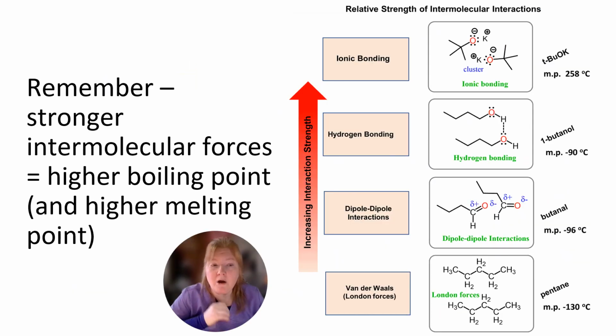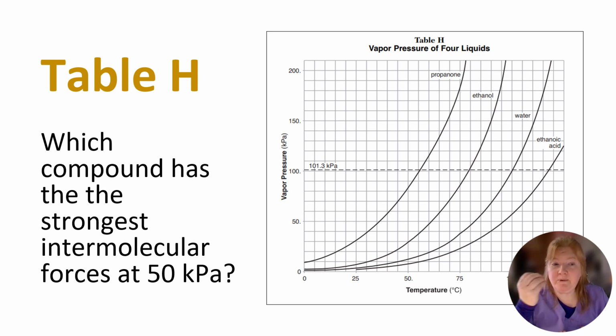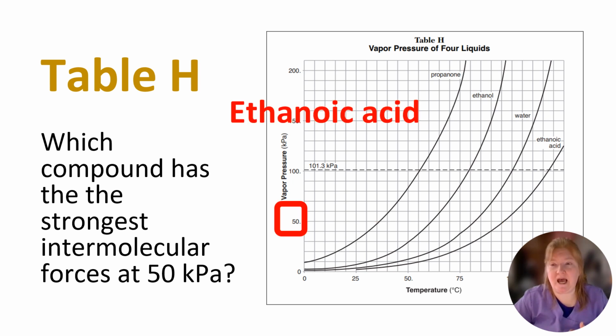Now, remember, stronger intermolecular forces means a higher boiling point and a higher melting point. So on table H, which compound would have the strongest intermolecular forces at 50 kPa? So what I'm going to do is go across 50. Which one has the highest boiling point? That would have the strongest intermolecular forces. Okay, so that would be ethanoic acid. Which one would have the lowest intermolecular forces at the same pressure? Well, it would be propanone. Okay.